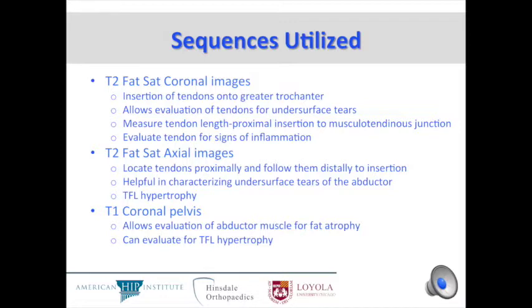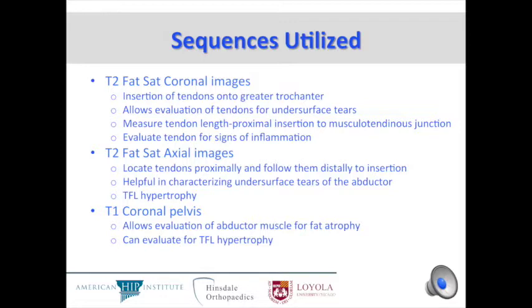These are helpful for locating the tendons proximally, following them distally onto the various facet insertions of the greater troch. It's helpful in characterizing undersurface tears, as you see fluid on the undersurface of the tendon in between it and the bony insertion. It's also good for seeing TFL hypertrophy.